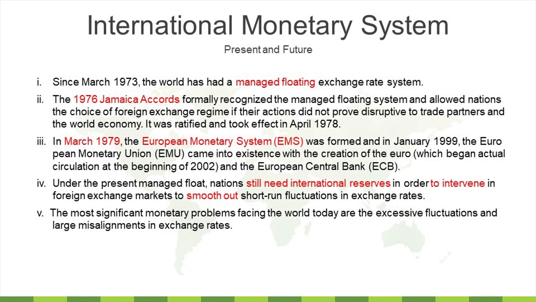International Monetary System. The present system and perhaps into the near future. 1. Since March 1973, the world has had a managed floating exchange rate system. 2. The 1976 Jamaica Accords formally recognized the managed floating system and allowed nations the choice of foreign exchange regime if their actions did not prove disruptive to trade partners and the world economy. It was ratified and took effect in April 1978.